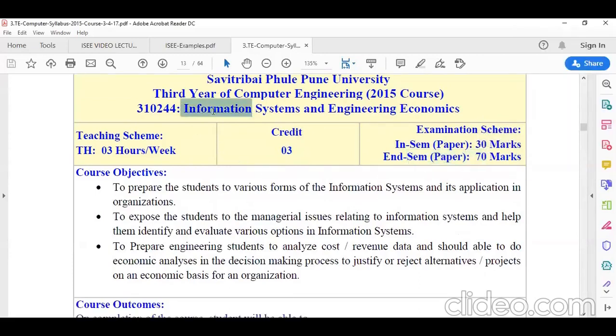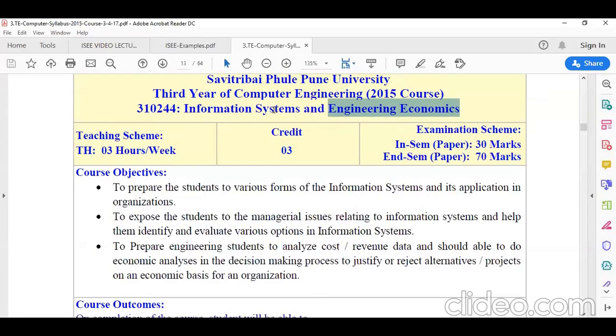Now if you observe our subject name, Information System and Engineering Economics, actually this is a combination of two different kinds of subjects or concepts. One of them is information system, which consists of our first 3 units, and the second part is engineering economics. Am I audible to all of you?